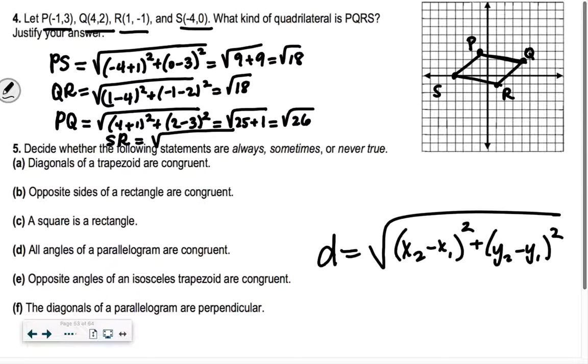And then let's find SR. SR, we end up getting negative 4 minus 1 squared. It is the same thing. 0 minus a negative 1, so plus 1 squared. It's the square root of 26. So we didn't get that it was a rhombus. We got that it's just a parallelogram.